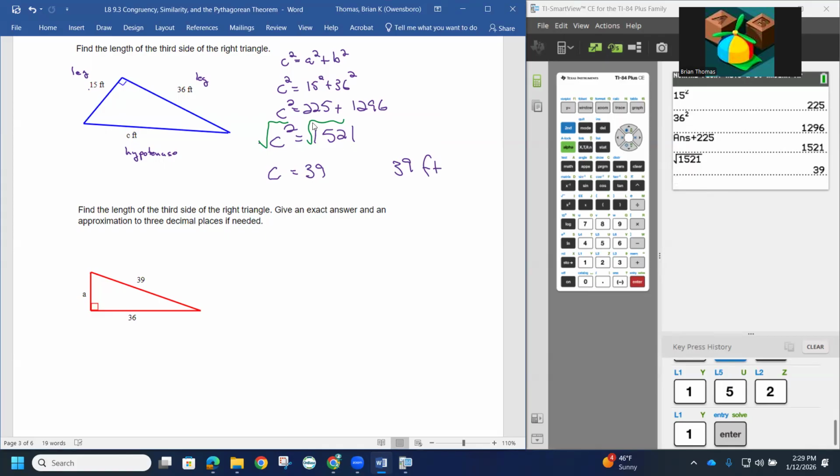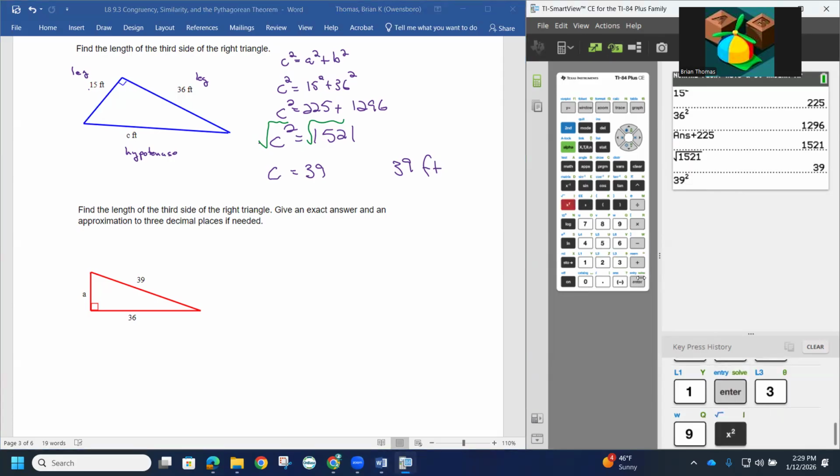And again, you could type in 39 squared and see if it actually equals 1521. So if you type in 39 squared, it should equal 1521, and it does. Because c squared must equal this 1521. That's the Pythagorean theorem.